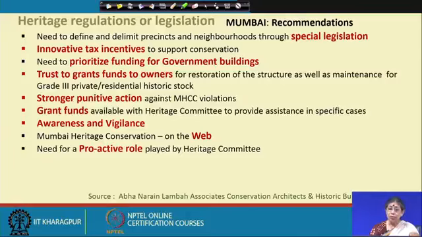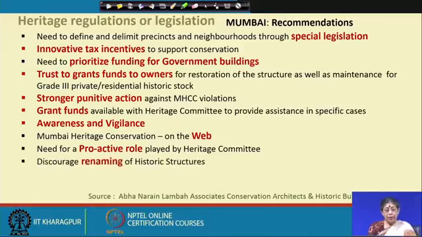They can play a very important role, in a positive way, not only by stopping the development but also by trying to say what can make them possible, and discourage renaming of the heritage structures. Now, we must understand that when we are talking about heritage areas, precincts and structures, their names are very important, because with the name some association or histories are linked. So, just because of some ad hoc decision, changing the name of the structure is not a good idea. That is also very important, and the Heritage Committee can play a very important role in that.